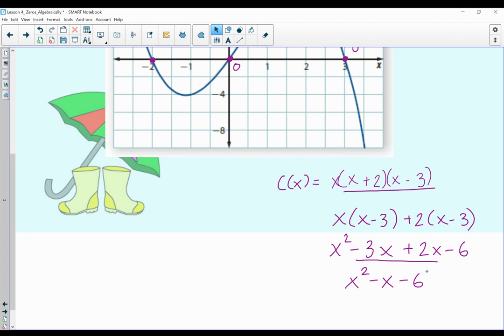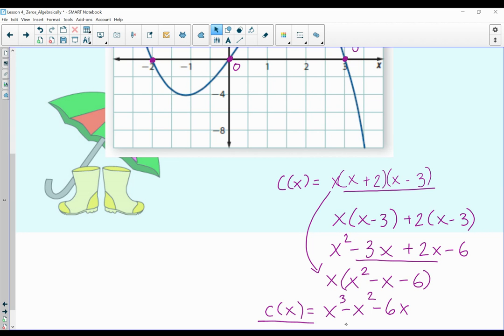But remember, I only did the underlined portion, so now this x needs to come down and be distributed in. So now I get x cubed minus x squared minus 6x. And that is another form of the possible rule that we created for c of x.